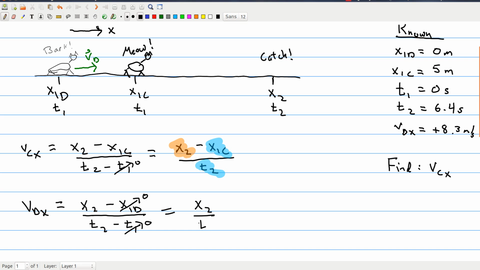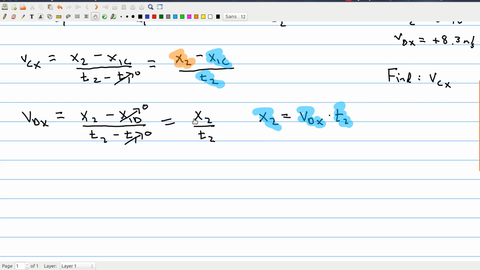So we have x2 over T2. I can rewrite this as x2 is the dog's velocity in the x times T2. And now we see that I can find x2 because I know the dog's velocity that's given to us. I know how long it takes for the dog to catch the cat, so I can find x2 and plug it in the equation up there that we just had for the cat.